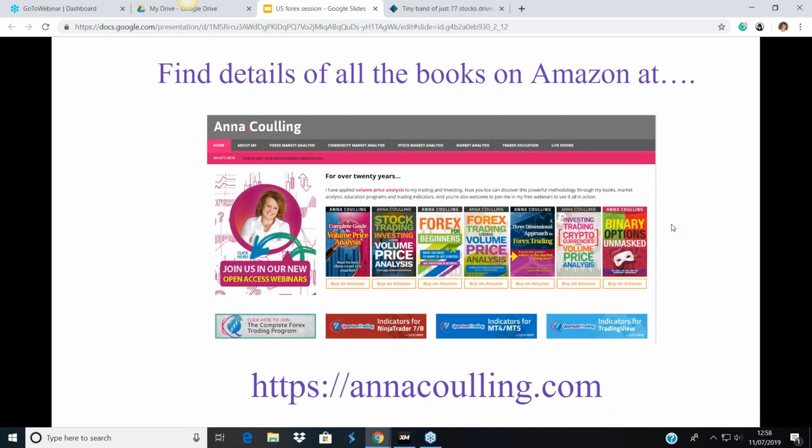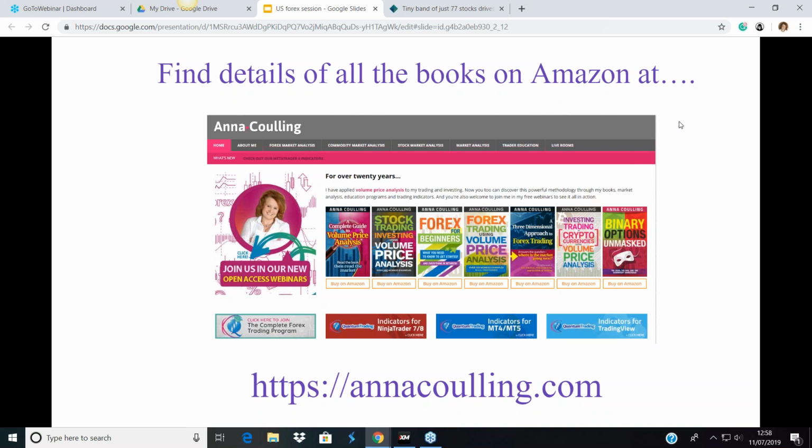But the analysis on the site covers the whole spectrum of instruments. There's a lot of stock analysis on there. There's commodities and obviously Forex as well. But the Forex is handled through the Forex page on Facebook.